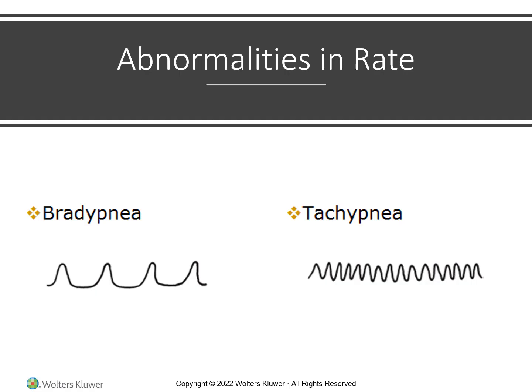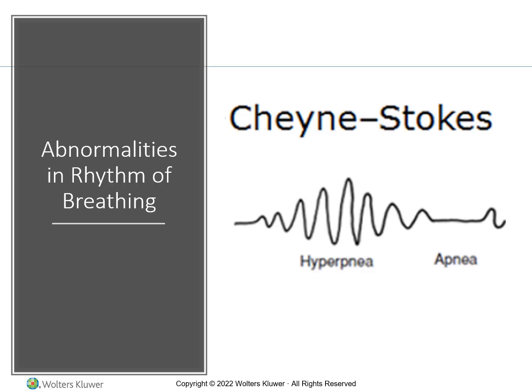A normal respiratory rate at rest is anywhere from 12 to 20 breaths per minute. Less than 12 is bradypnea and greater than 20 is tachypnea. There are many variabilities in breathing rhythms, but I have personally seen Cheyne-Stokes breathing a number of times. It can be caused by heart failure and consists of periods of hyperventilation and apnea.